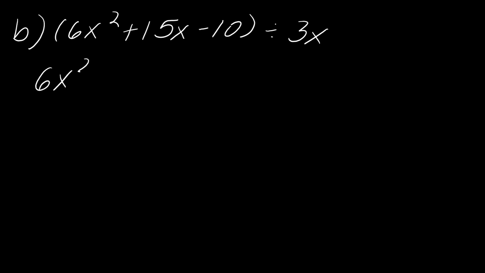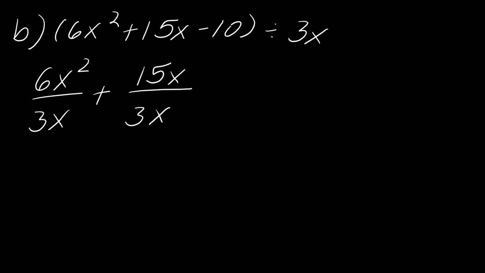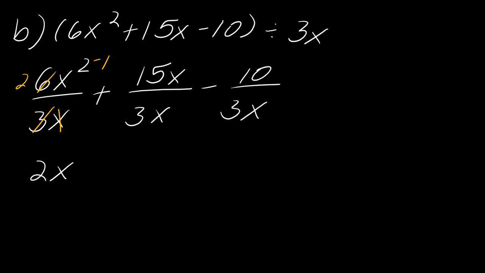So I will go ahead and set this up. So I've got 6x squared divided by 3x. I've got the 15x divided by the 3x. And then the 10 over the 3x. Okay, so let's see. Where can I make my simplifications? So I can subtract 1 here, and then 3 goes into 6 twice. So this first term, this will just be 2x.